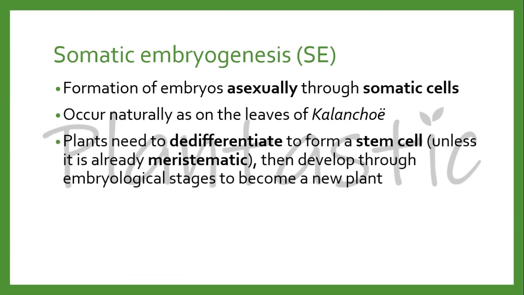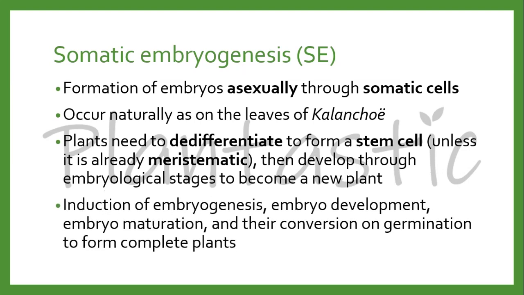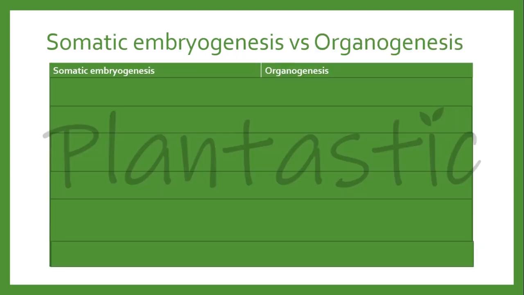Plants need to differentiate to form the stem cell, unless it is already meristematic, and then it will develop through embryological stages to become a new plant. The induction of embryogenesis, embryo development, embryo maturation, and their conversion on germination to form complete plants is included in this somatic embryogenesis.